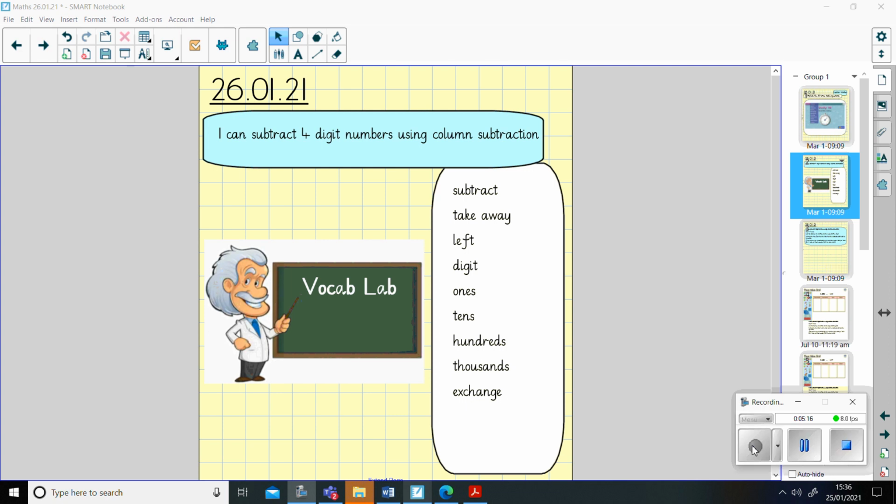What I'd like you to do is pause the video and write today's short date and underline it, and today's learning objective. I can subtract 4-digit numbers using column subtraction. Pause the video and then come back to me when you've written those down.